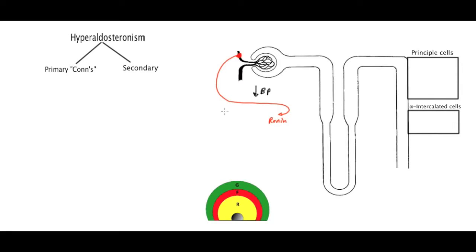Now what renin does is that it converts angiotensinogen into angiotensin 1. And angiotensin 1 then travels to the lung, and by using this enzyme called ACE, which stands for angiotensin converting enzyme, it gets converted to angiotensin 2. Now angiotensin 2 goes to the adrenal gland and it stimulates production of aldosterone.